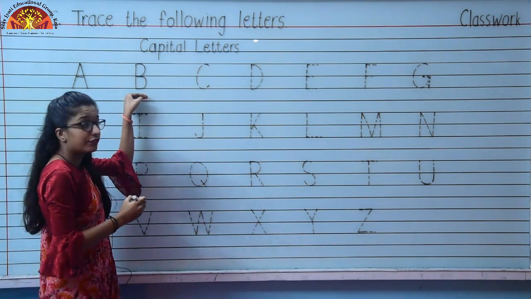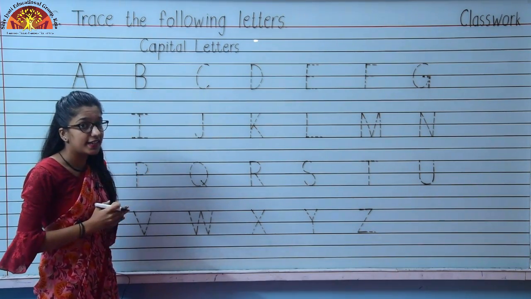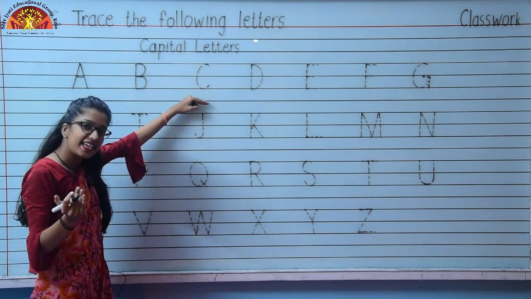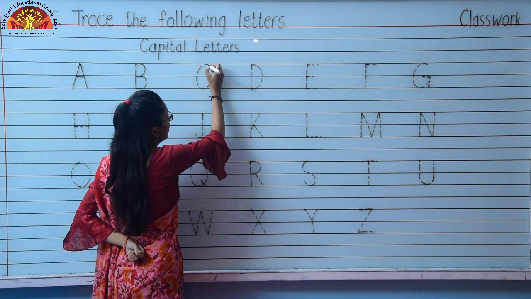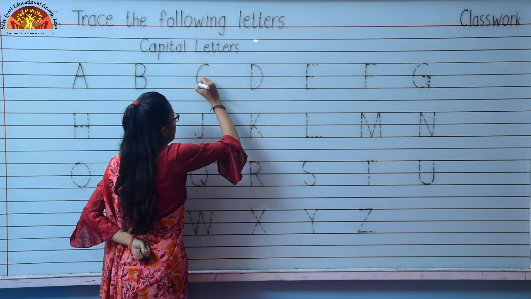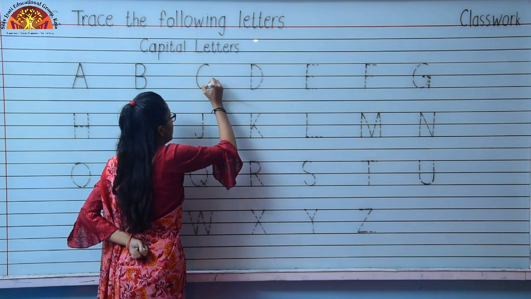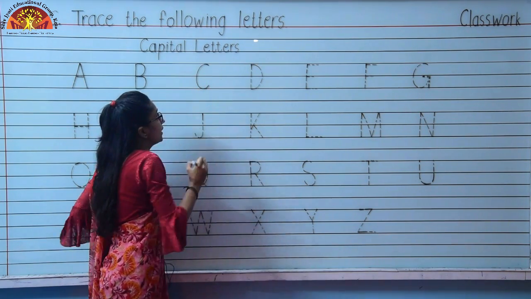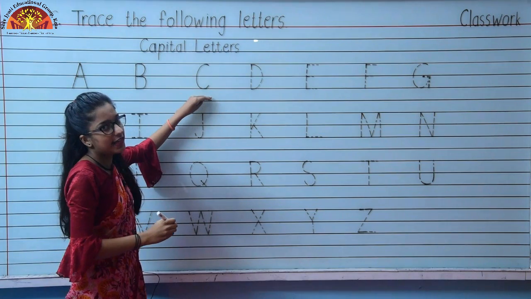Now what comes after capital letter B? It's capital letter C. Let's do tracing. Draw one long curve. Like this. Okay. This is capital letter C.